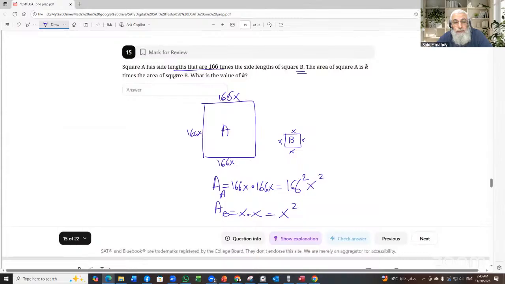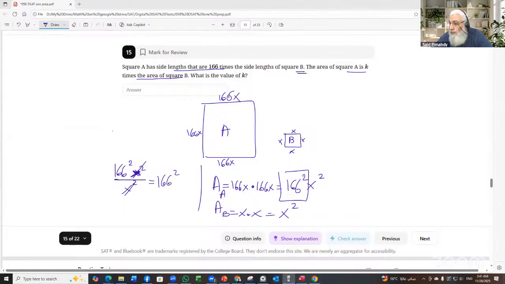It is said here that the area of square A is k times the area of square B. So 166 squared x squared, the area of A, divided by the area of B, the x squared cancels out, so it is 166 squared. Using the calculator, 166 squared is equal to 27,556. So it is 27,556 times the area of B. This is equal to k.